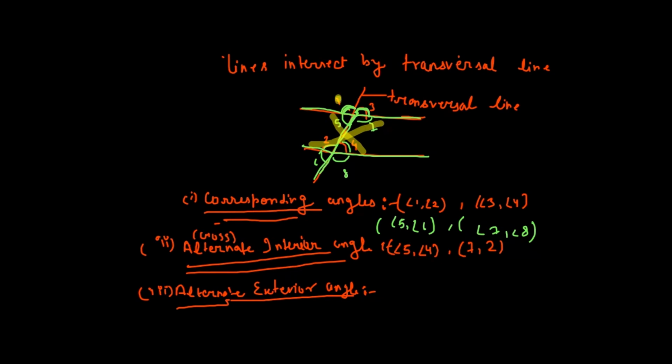Now look, I started the cross from 1, where is this cross going? To 8. I started the cross from 6, where is this cross going? To 3. So which are your alternate exterior angles? The pairs are 1 with 8, and 3 with 6. So these are the alternate exterior angles. Okay, so now moving ahead, I hope that you have written it down.